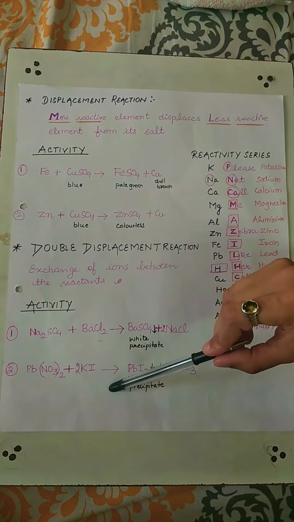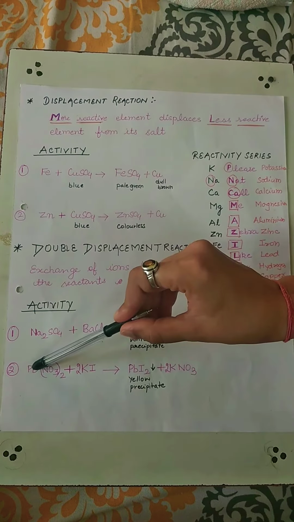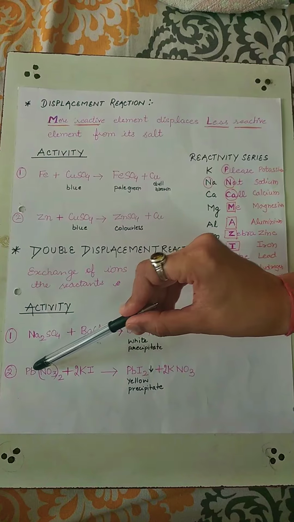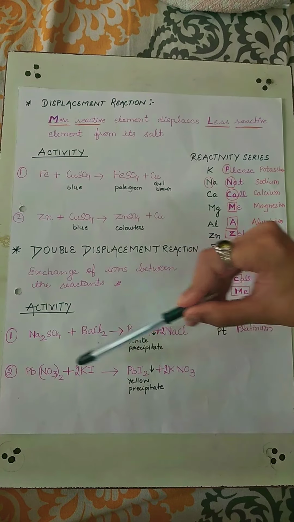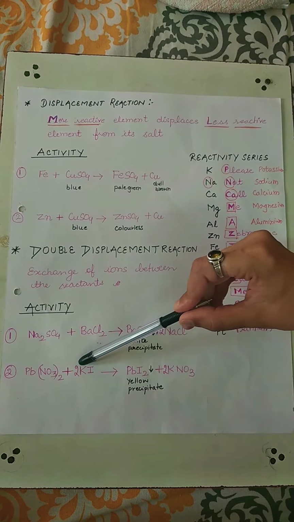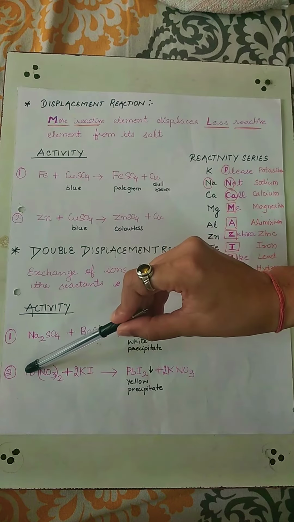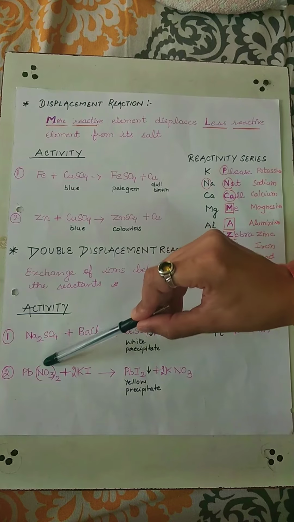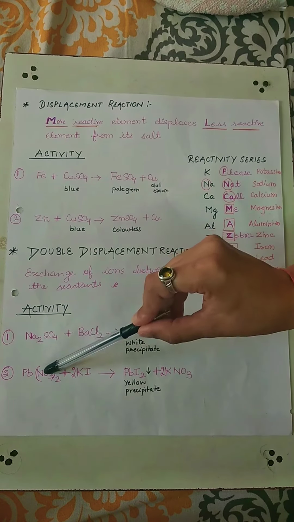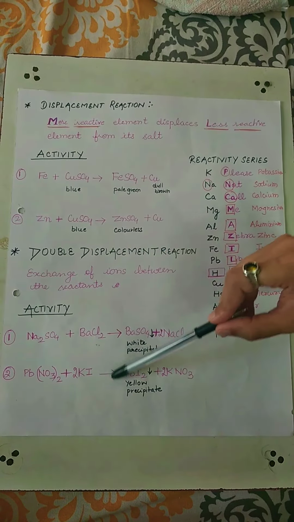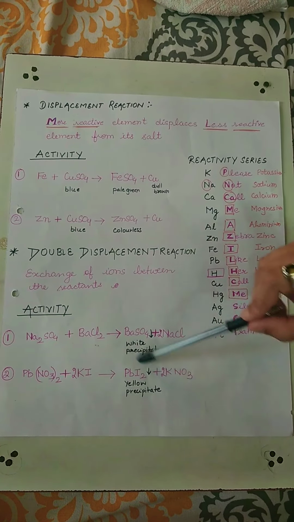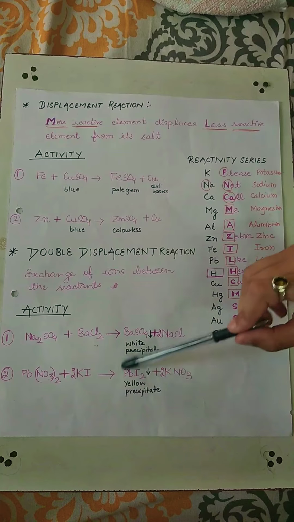Now the second reaction which we have to study is lead nitrate and potassium iodide. Lead nitrate, lead is Pb, nitrate NO3 whole twice, plus potassium iodide KI. Now what will happen? Pb comes with I and K comes with NO3. So KNO3 and PbI2 are formed, and PbI2 is insoluble and it is yellow in color. So you will see a yellow precipitate is formed during the reaction.